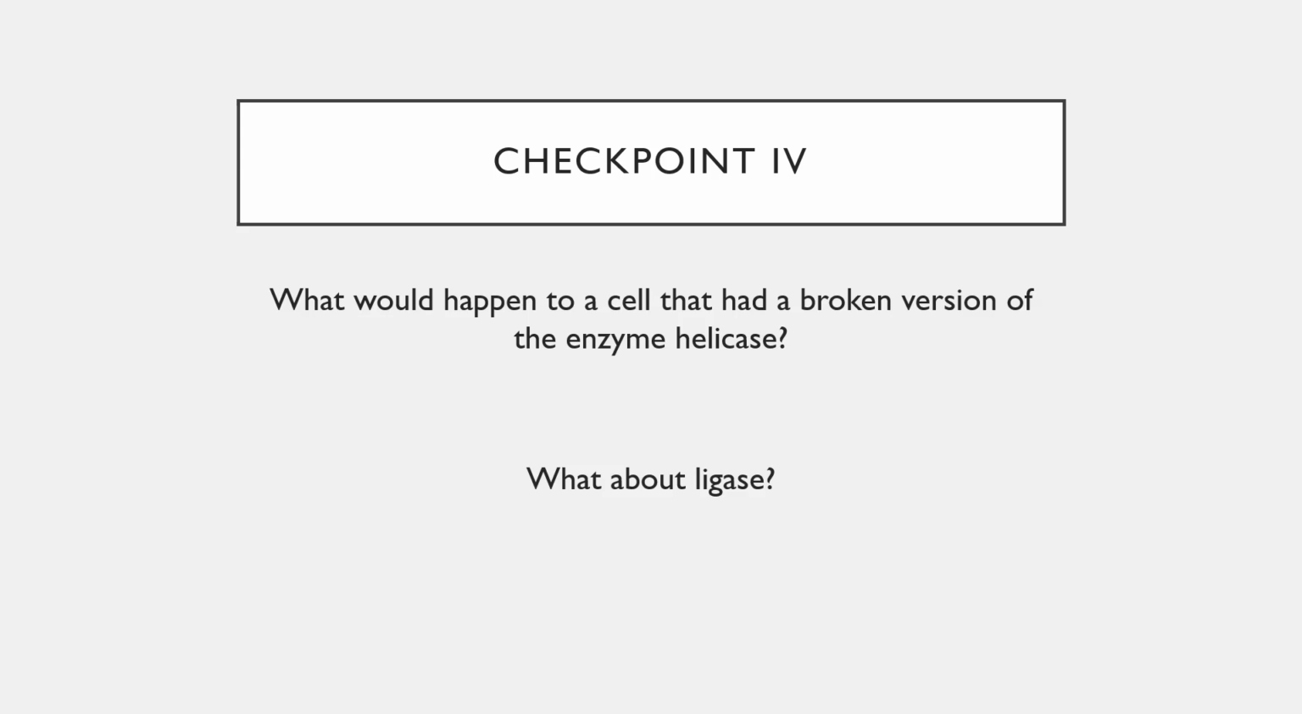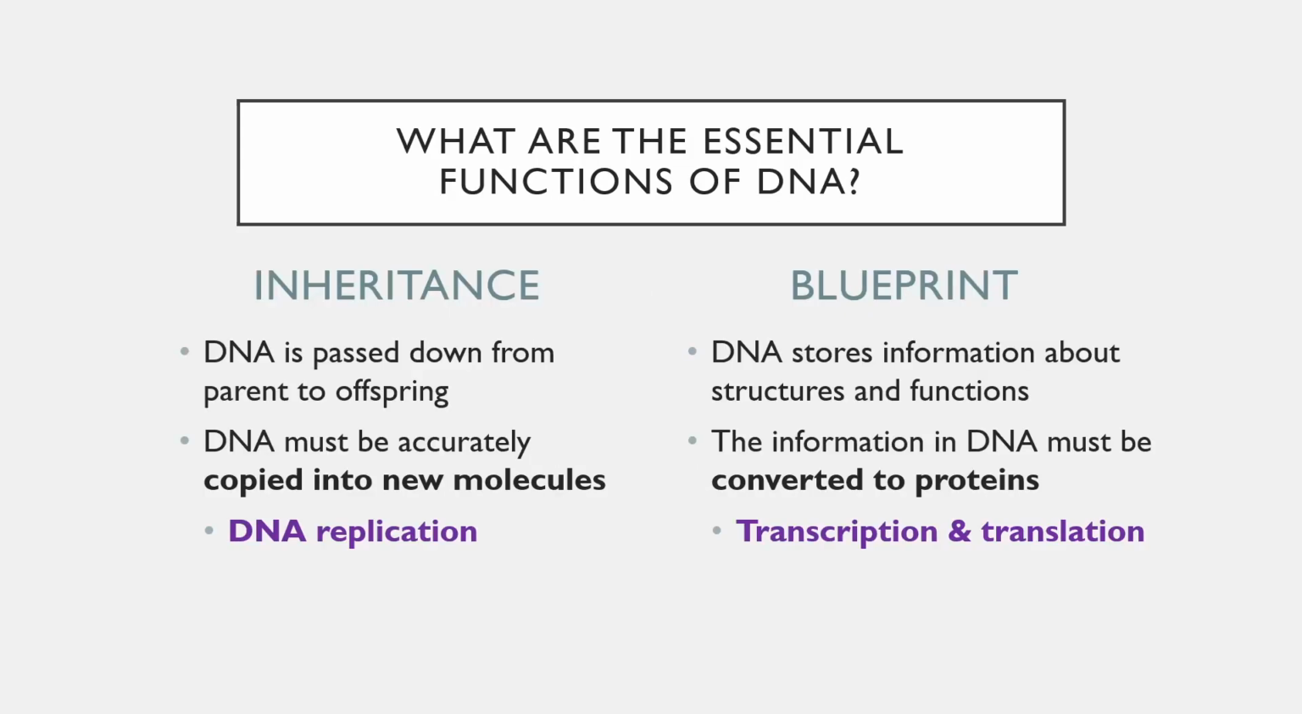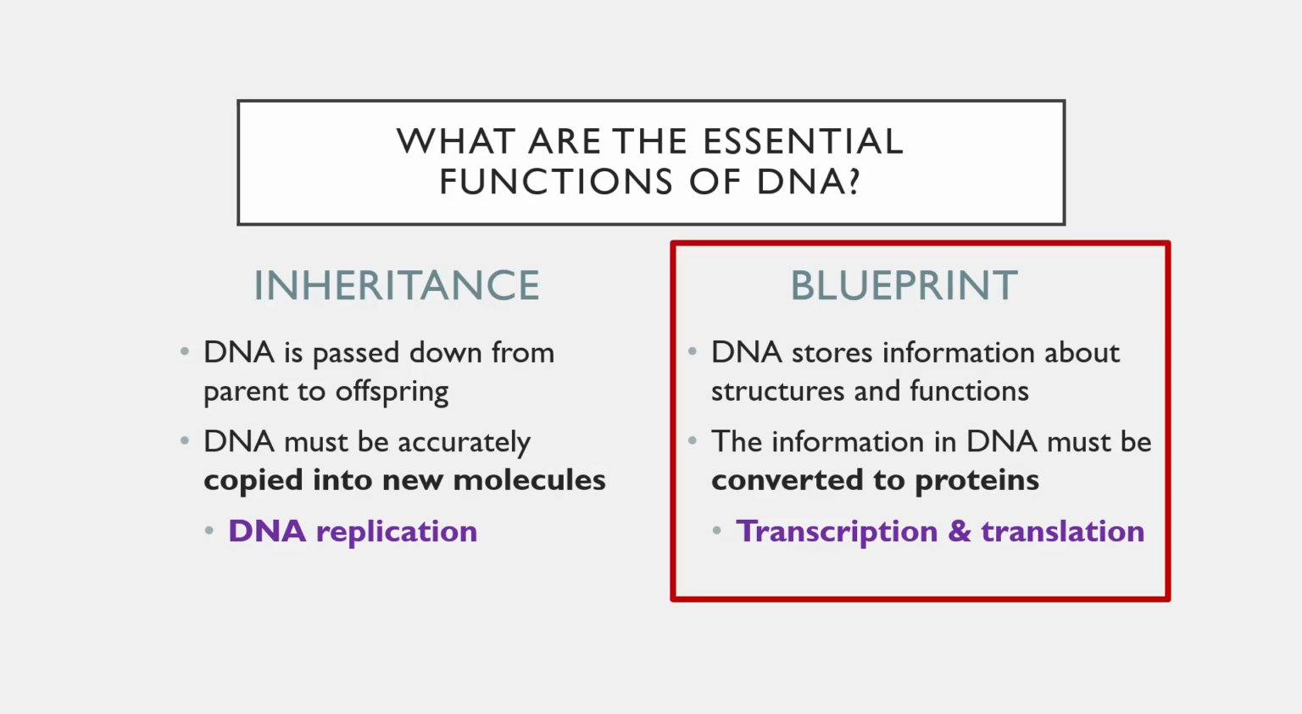So this completes our discussion about DNA replication, which explains how DNA plays a role in inheritance. The next thing we want to talk about is DNA's role as the blueprint molecule, and to talk about how it serves as a structural and functional blueprint. Then we need to discuss two connected processes called transcription and translation. So that's what we're going to do in the last part of this lecture here.